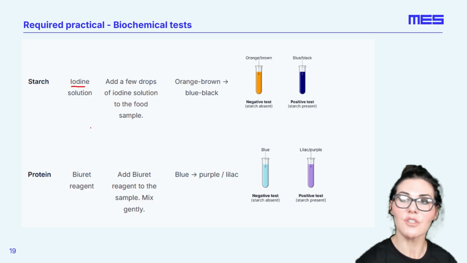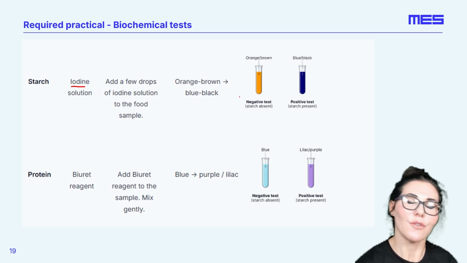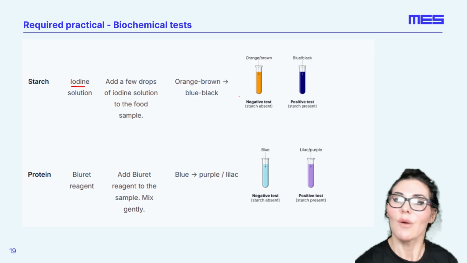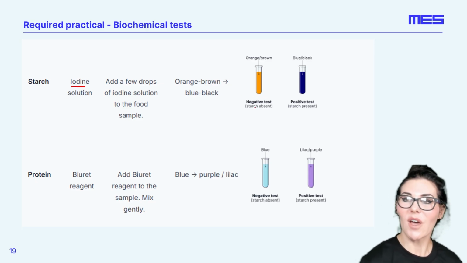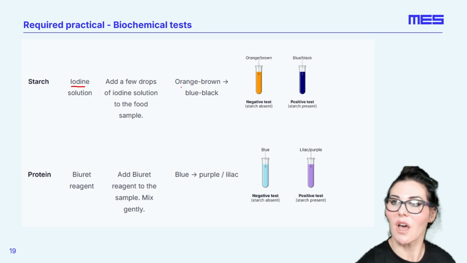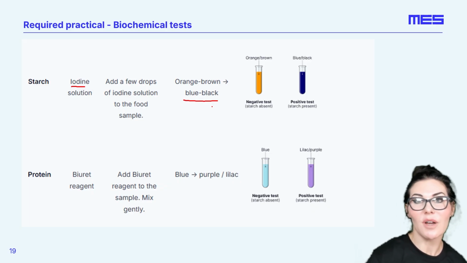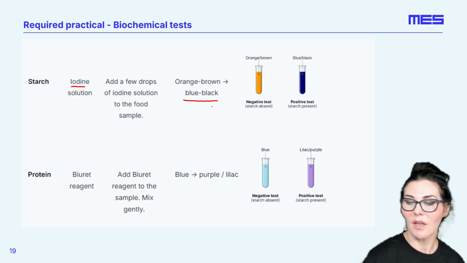Iodine is orange. So a negative test, if you tested a chemical for starch with iodine, when starch isn't present, you'd still get an orange colour. But if starch is there, the iodine will react immediately with it and turn it blue-black. And that is a positive indication that starch is present in that test tube.